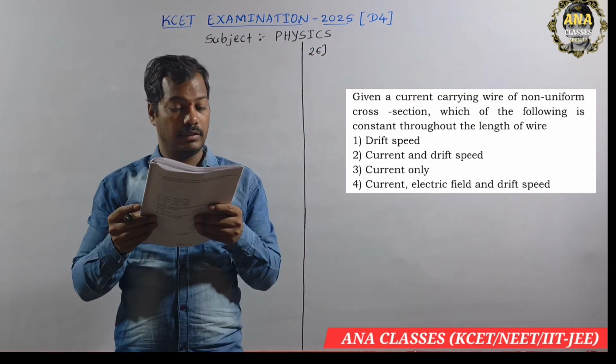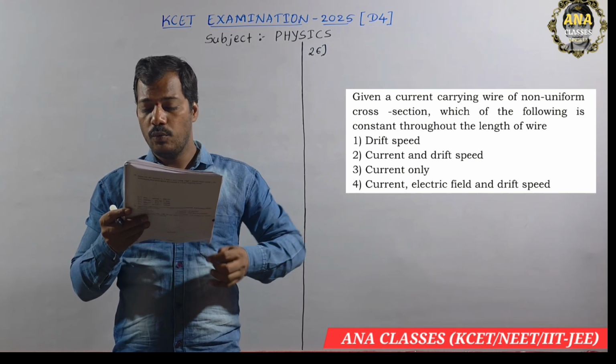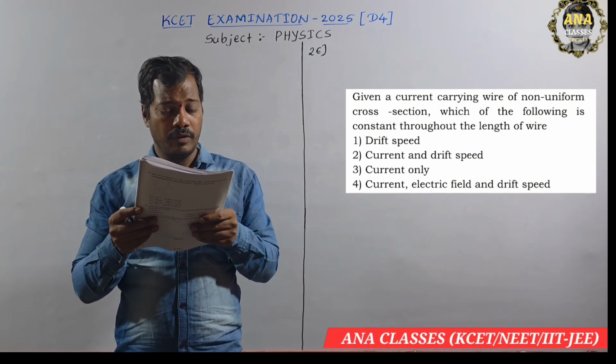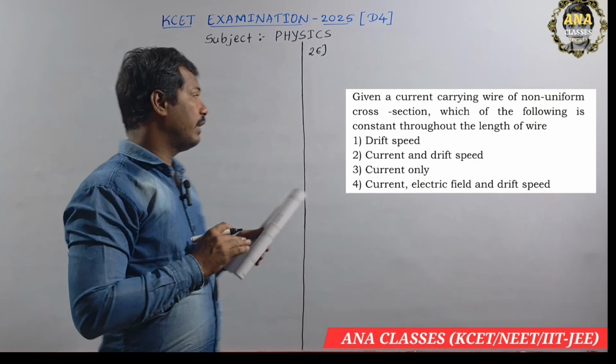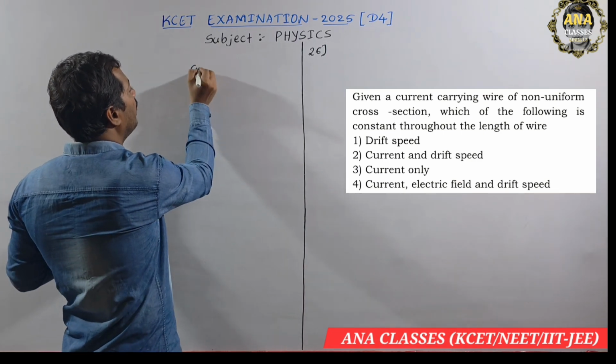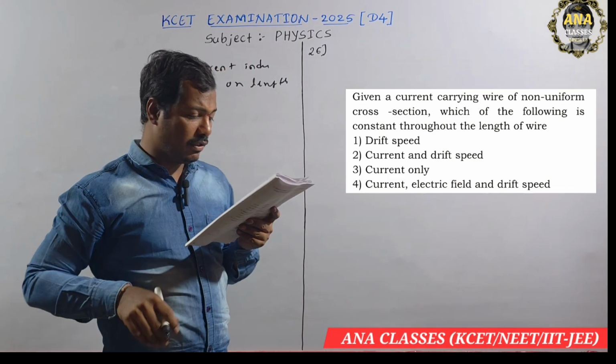Question number 26. Given a current carrying wire of uniform cross section, which of the following is constant through the length of the wire? The current is independent of the length. So the option is variation of current only.